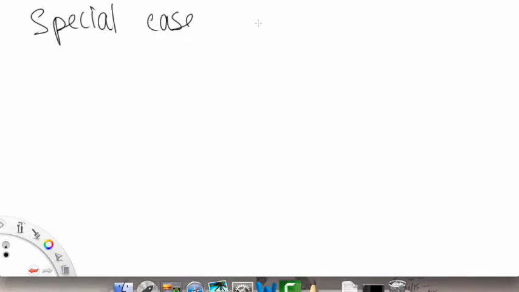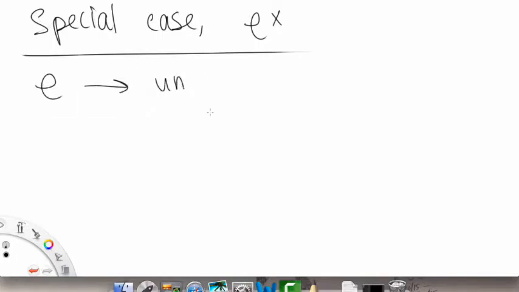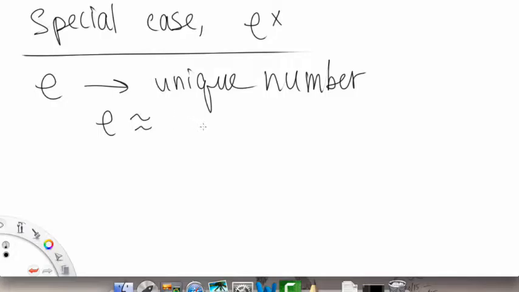A special case called e to the x. This is the natural number e. It is a unique number, and it was found to be about 2.718. It's called a natural number.